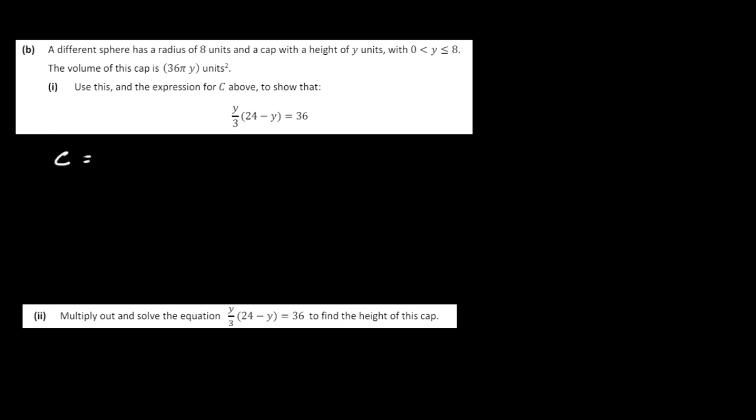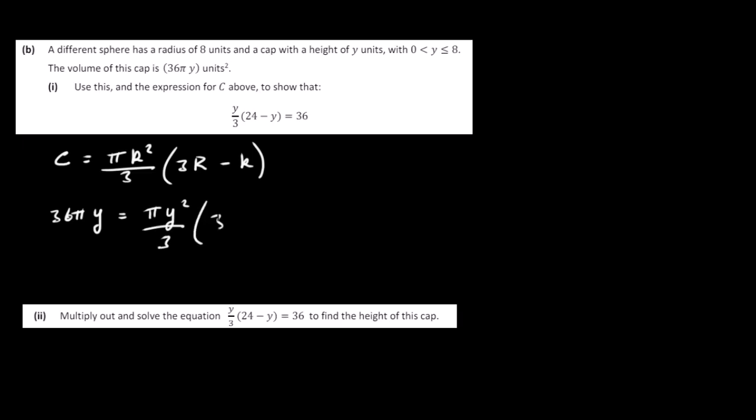So we were given that c is equal to pi k squared over 3 times (3r minus k). Now let's just stick in what we were given. We're told that the volume of the cap is 36 pi y, so 36 pi y is on this side. Pi is pi. k in this case is y, which we've got squared, and then 3 is down here. We've got 3 times r, which is the radius, and in this case the radius is 8. And then we've got to subtract k here, which is again y.